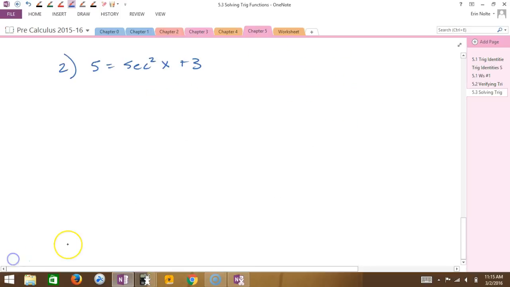What did you do first for this question? Subtract 5, so we can say that we got 2 is equal to the secant squared of x. Okay, then what? Because there's only one trig function, so you solve for the secant.